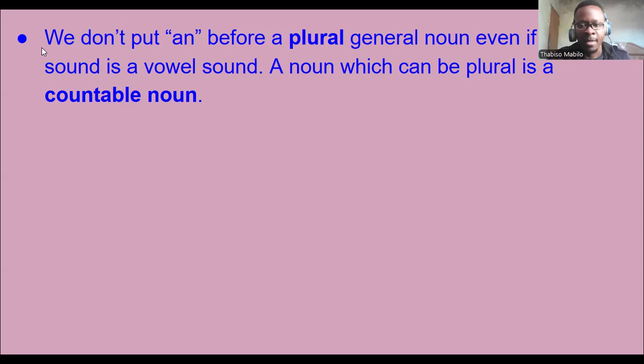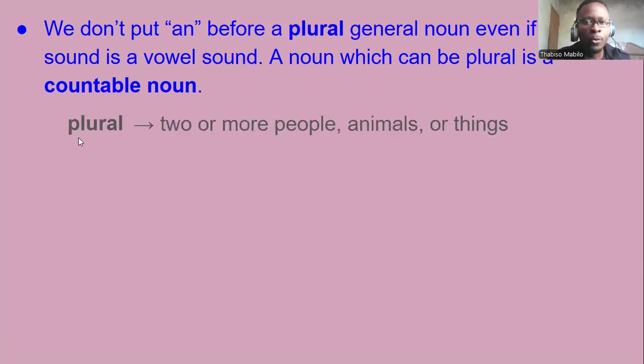Okay, so here we have used two new terms, which are plural and countable noun. So we need to first understand what they mean. What are these? Let's start with plural. Plural means two or more people, animals, or things. Remember, we said singular means one. But plural means two or more. So it can be two, three, four, five, six, and so on.